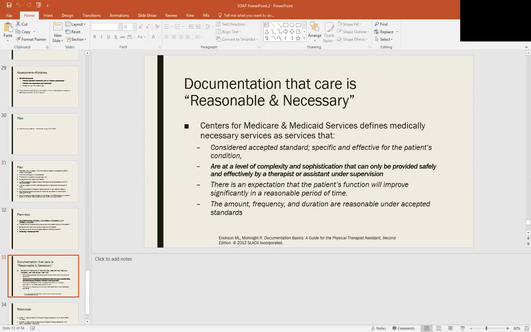All right, and then again, here's some information from CMS. We need to document that care is also reasonable and necessary. So it needs to be a considered accepted standard, specific and effective for the patient's condition, at the level of complexity and sophistication that can only be provided safely and effectively by a therapist or a physical therapist assistant under supervision. For care to be reasonable and necessary, there's an expectation that the patient's function will improve significantly in a reasonable amount of time, and that the amount, frequency, and duration are reasonable under accepted standards.